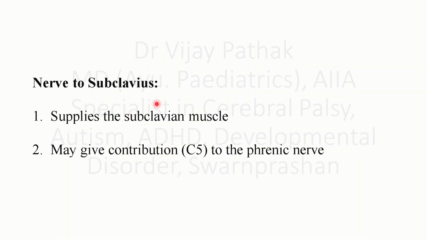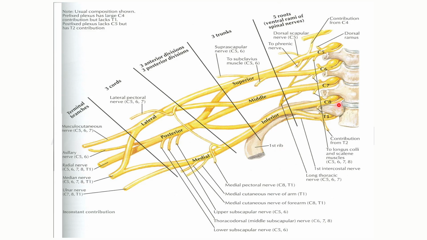Now we will discuss each nerve individually. Like the nerve to subclavius. The nerve to subclavius supplies the subclavius muscle and gives some contribution to form the phrenic nerve.